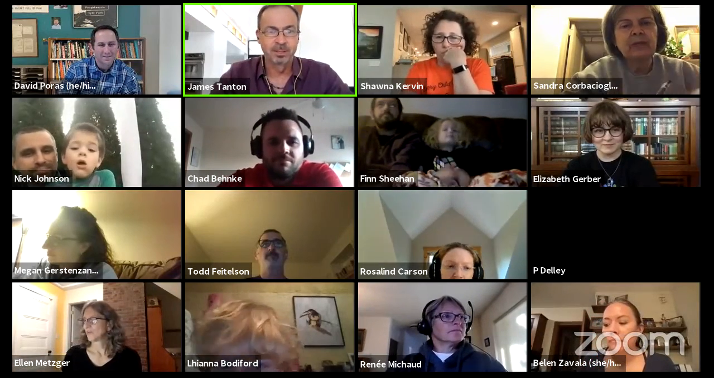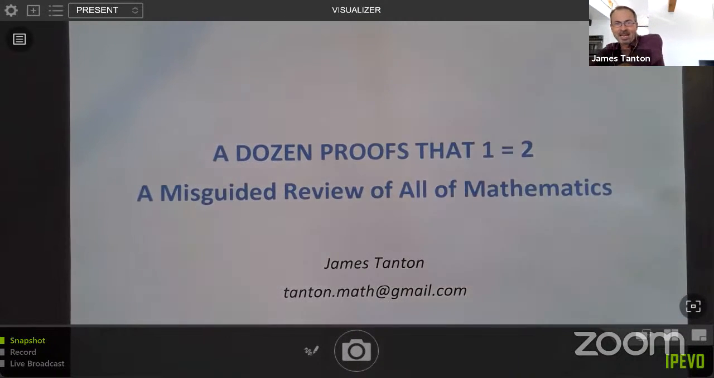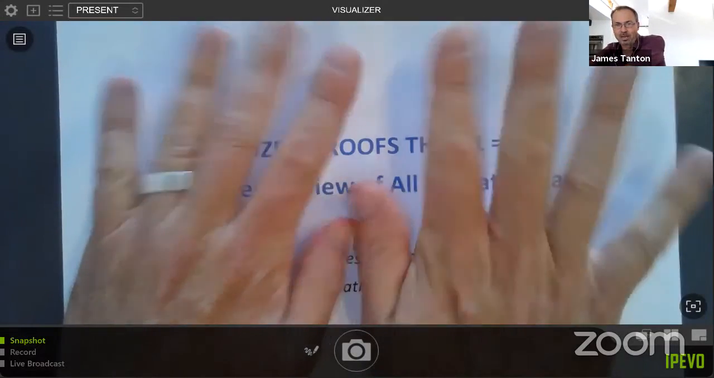And to get going with this game, I have to start by sharing my screen. So forgive me while I fumble. Everyone fumbles on Zoom when they try to share their screens, all that sort of stuff. But here I am, sharing my screen, except I can't see my own screen. Now I can see my own screen. All right. Are you seeing a title to a talk? A dozen proofs that 1 equals 2. And can you see my hands on it?